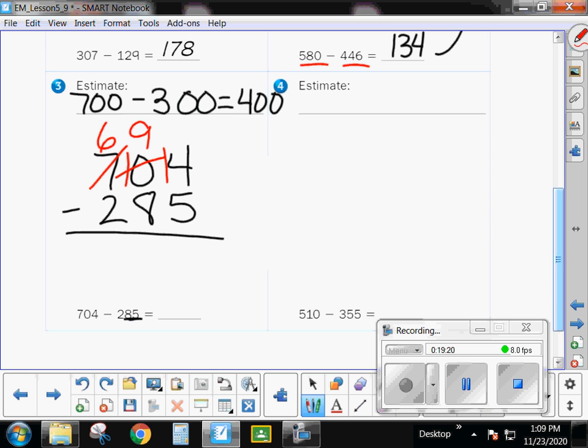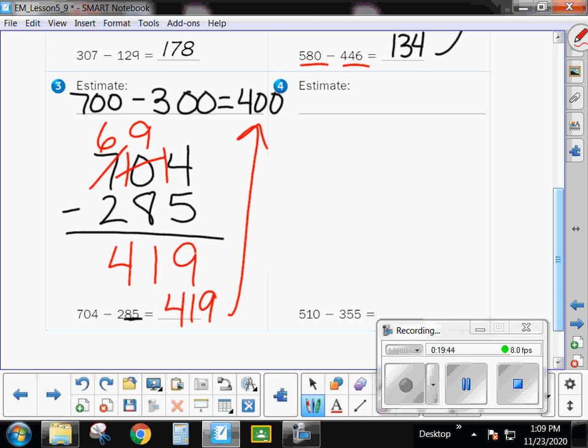So when I go through and check each place value, I have more on top. I can now subtract. 14 minus 5 is 9, 9 minus 8 is 1, and 6 minus 2, sorry about that, is 4. So my answer is 419, and when I check that against my estimate, I'm pretty close.